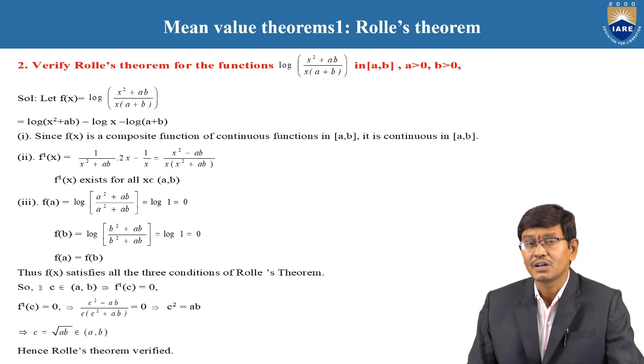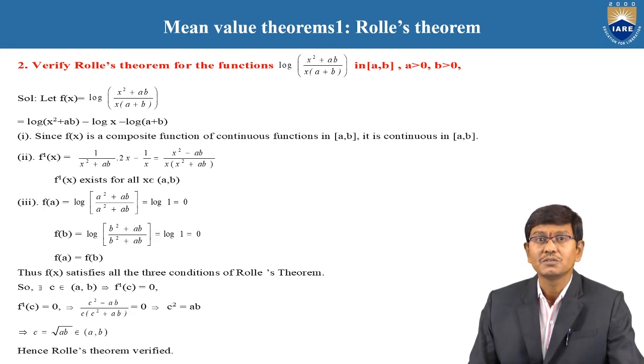Next, we are going to discover another problem. Verify Rolle's theorem for the function log of x square plus ab by x into a plus b in the closed interval a comma b, where a is greater than 0 as well as b is greater than 0. Here also we need to verify the three conditions: f of x is continuous, f of x is derivable, f of a is equal to f of b, and finally f dash of c is equal to 0, with c lying in between a and b.